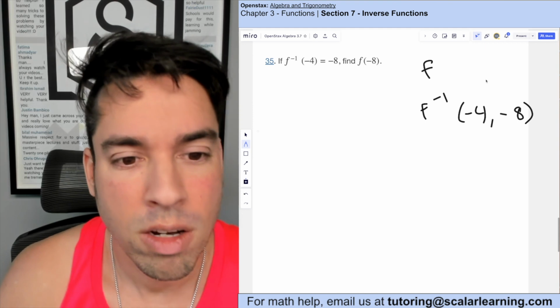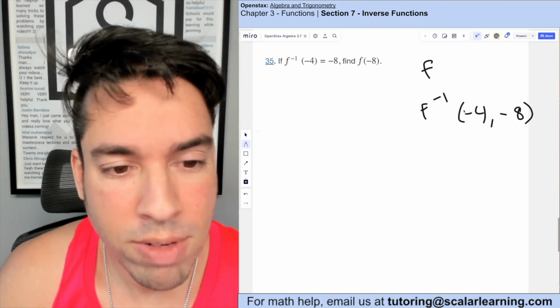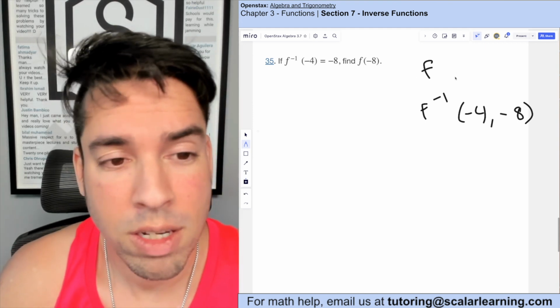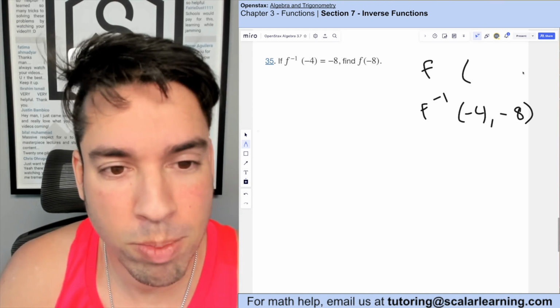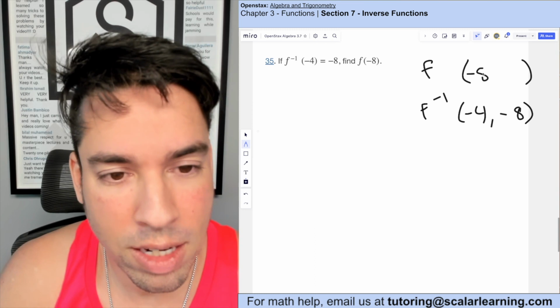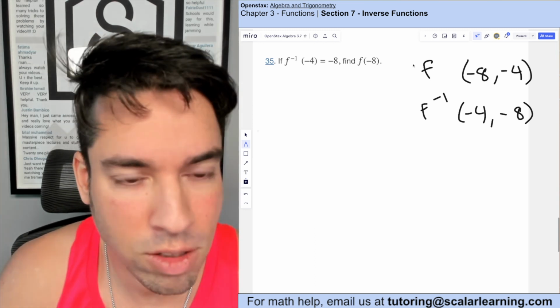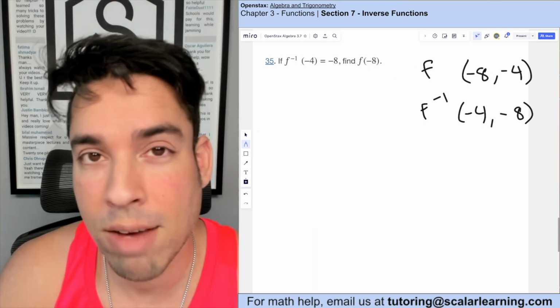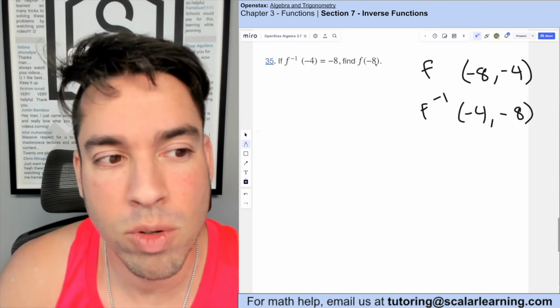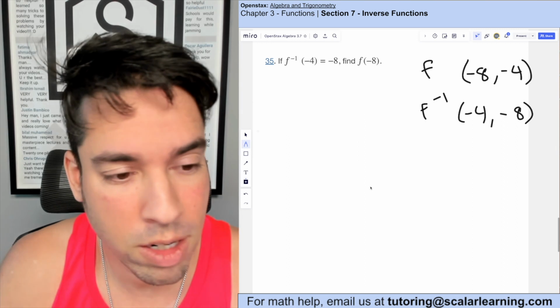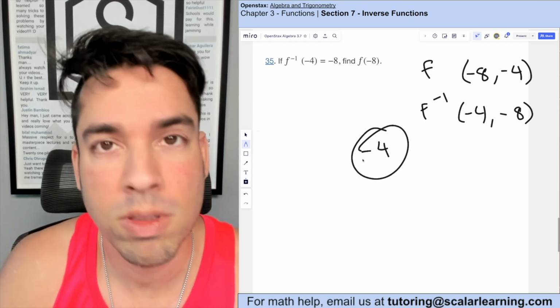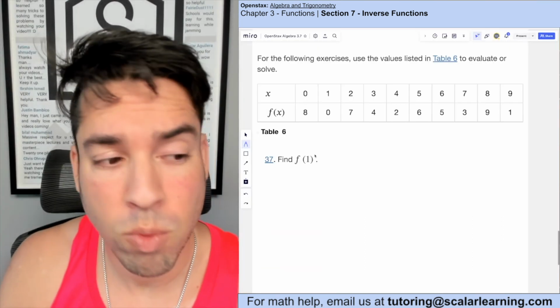Well, here's the thing. When we have an inverse function and those coordinates, the same point is going to exist on the regular function, just flipped around. So that means that the point (-8, -4) exists. And this goes back to this idea. Then what is f of -8? Meaning when the x value is -8 for the function, what is the corresponding function value or y value? It's right here, it's -4, boom, done.